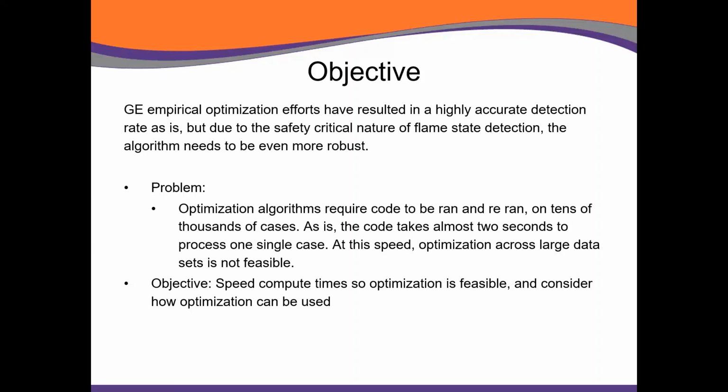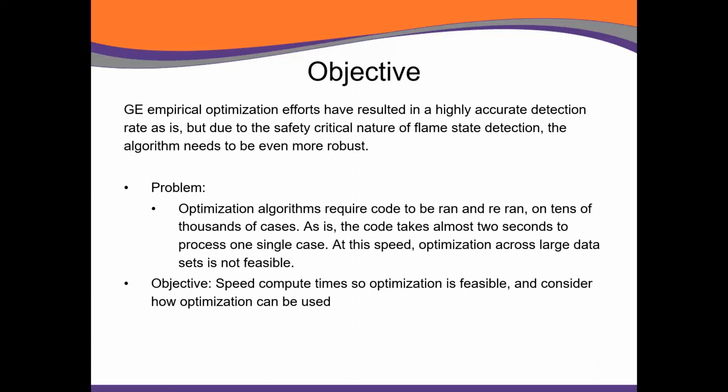And so the problem is, in order to optimize the parameters even further than they've been able to so far, they would like to use a computational optimization algorithm on the Simulink model. However, this sort of optimization problem is a very compute-heavy task. It requires running the code over and over again on tens of thousands of cases, adjusting the algorithm parameters and checking the margin scores along the way. And with the code currently taking roughly 2 seconds to run a single case, this is just not feasible.